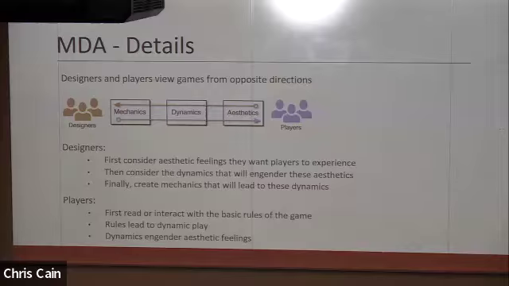So again, don't just look at the picture. We start at the circle and move toward the arrow. The people are where you end up. The designers end at mechanics, the players end at aesthetics. Always a point of confusion. It is kind of a confusing diagram.